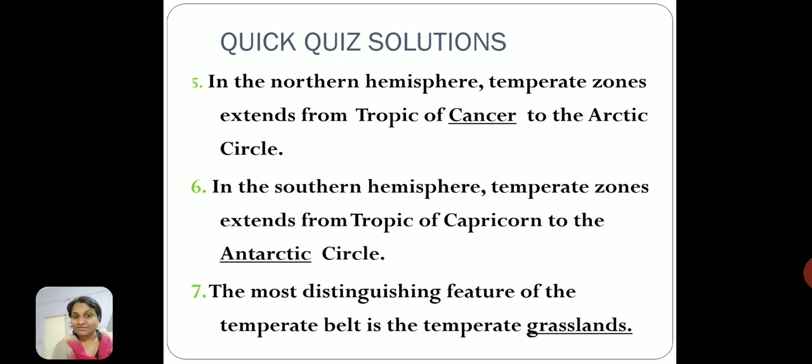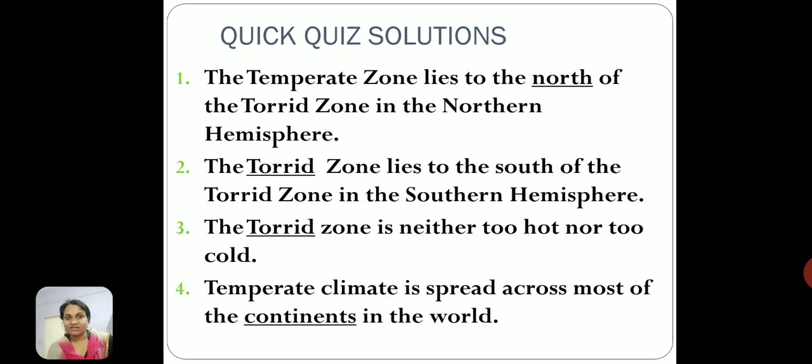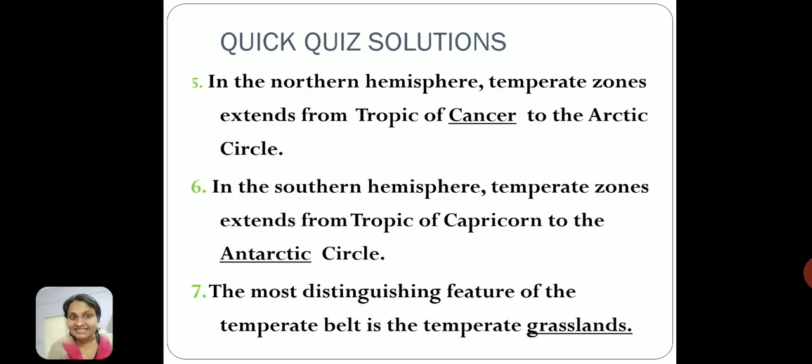In the southern hemisphere, number 6, temperate zone extends from the Tropic of Capricorn to the Antarctic Circle. And number 7, the most distinguishing feature of the temperate belt is the temperate grasslands. Okay, so grasslands is your answer. So quickly, first answer was north, second answer is temperate, third is torrid, fourth is continents, fifth is Cancer, sixth is Antarctic, and seventh is grasslands. All right, we're going to stop here.